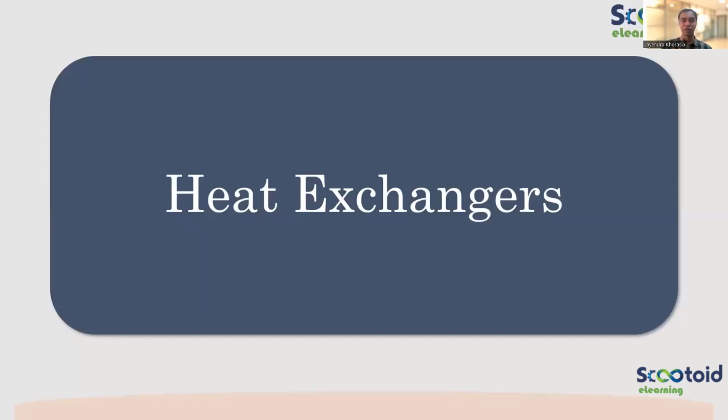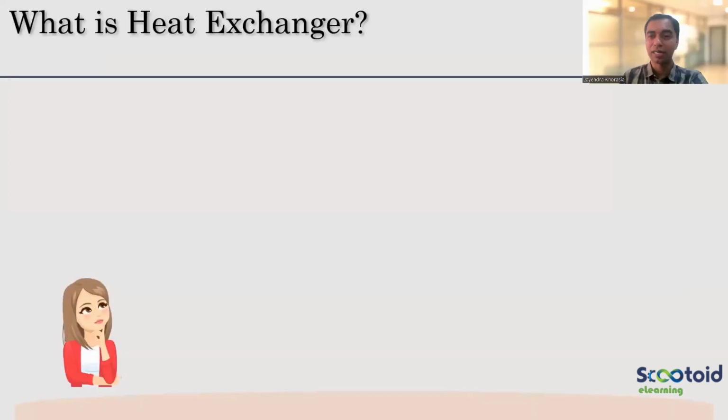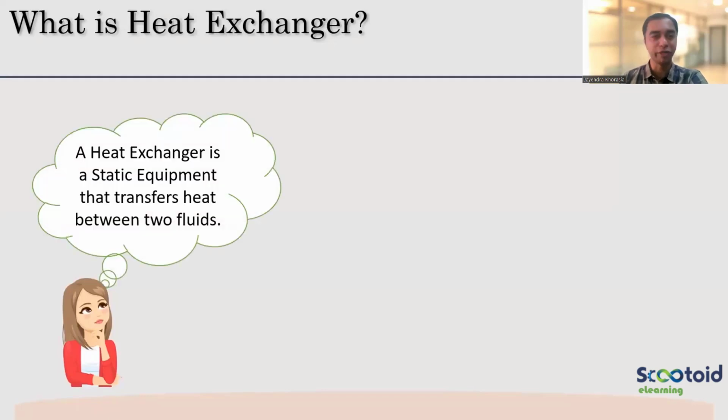Great. Let's try to understand what a heat exchanger is. Let me show you what definition we have written. So heat exchanger is a static equipment that transfers heat between two fluids. You remember when we talk about static equipment, mainly the pressure vessels, heat exchanger is also one of the pressure vessels. So it's a static equipment, it is stationary at one place. They do not have any rotating parts. And it helps us to transfer heat between the two fluids.